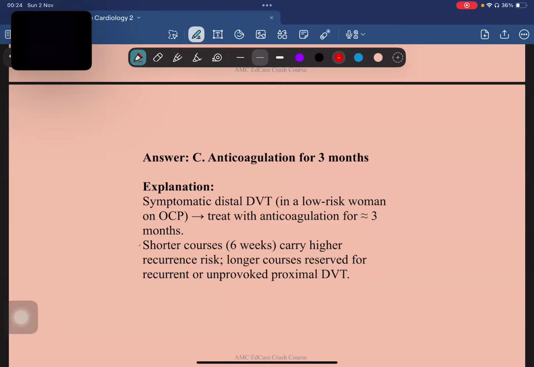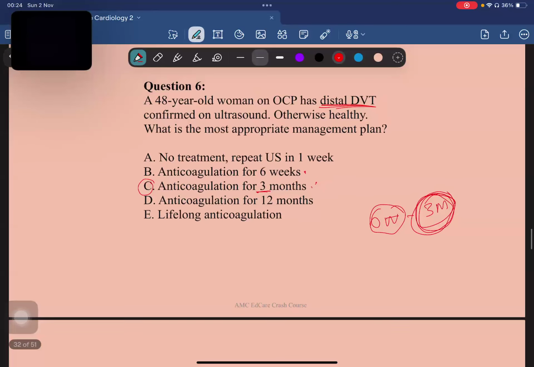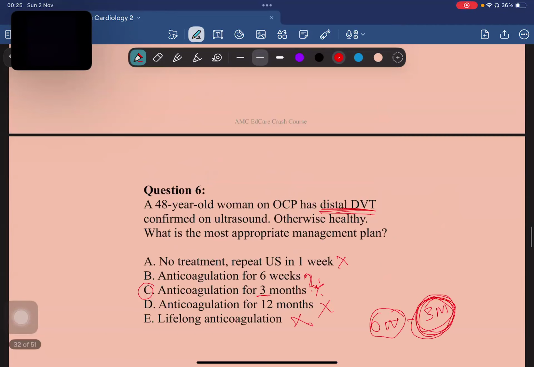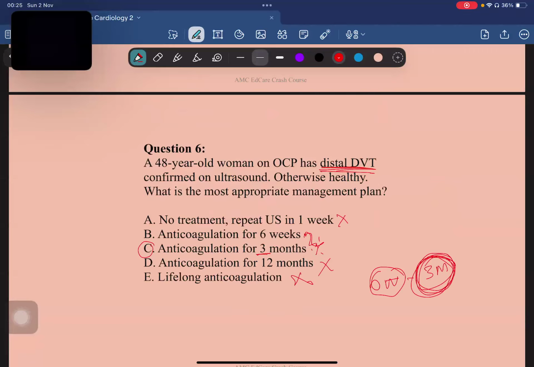So I would go with 3 months for this question. I would remove all the other answers and stick to this, because we would remember it from the guidelines. And out of that, I would always go for the upper border to stay on the safe side when it comes to MCQ answering. So that would be the end of DVT for today.